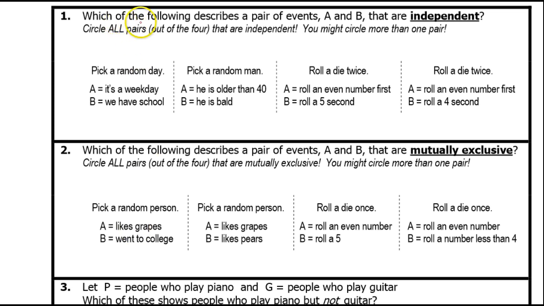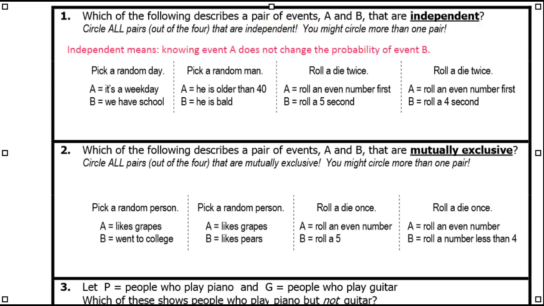Alright, which of the following describes a pair of events A and B that are independent? Circle all the pairs that are independent. So independent means that knowing event A does not change the probability of event B. So let's say event A is it's a weekday and event B is we have school.